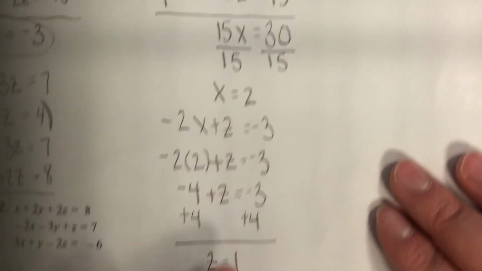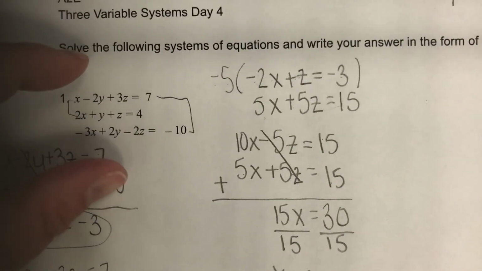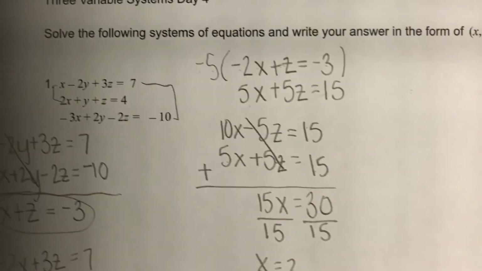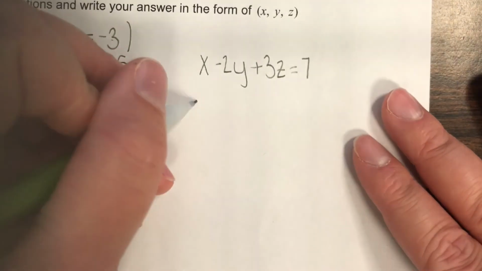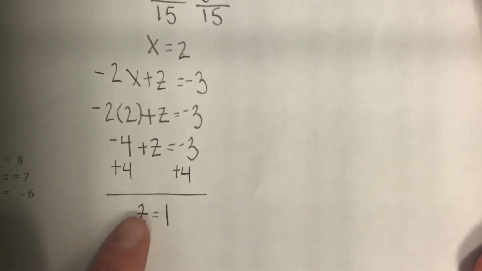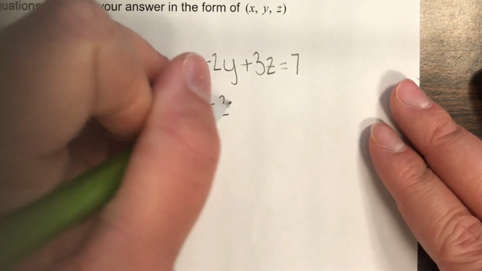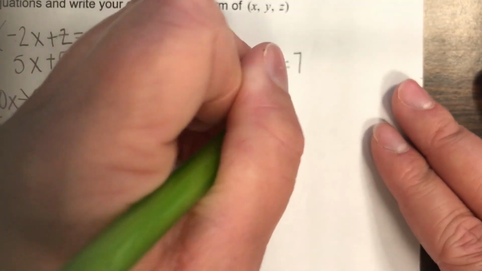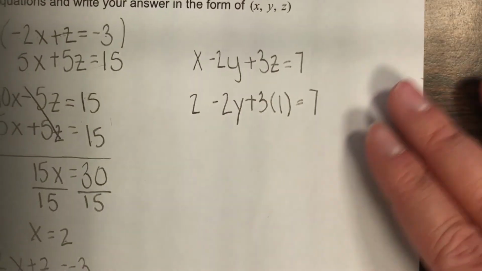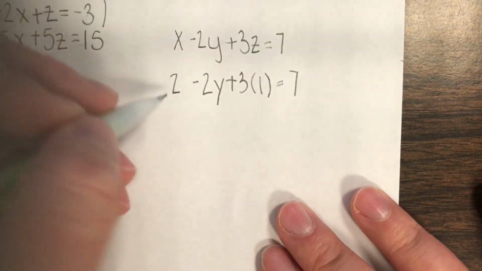Once you have 2 of your variables, then you're going to go back up to this and plug it in to one of those. I'm just going to pick the first one. X minus 2y plus 3z equals 7. If you picked a different one, that's fine. I did x is 2, just plugging in the information that I got prior, minus 2y plus 3 times 1 equals 7.